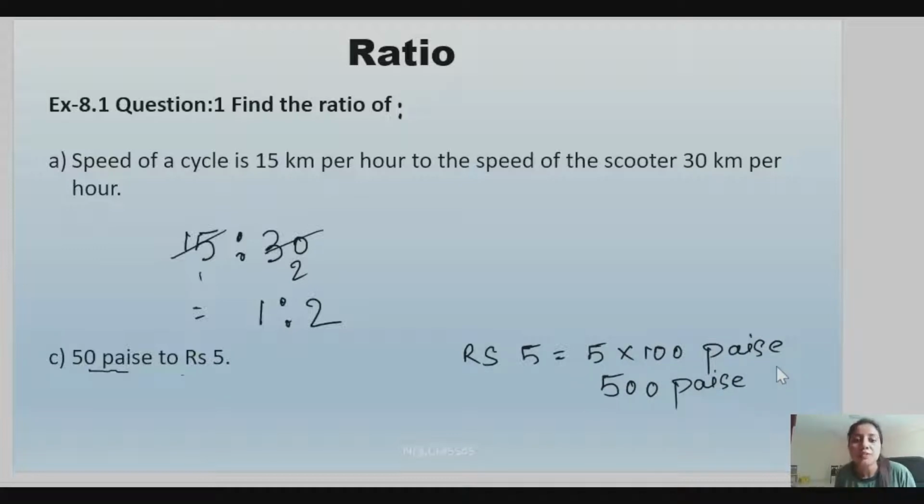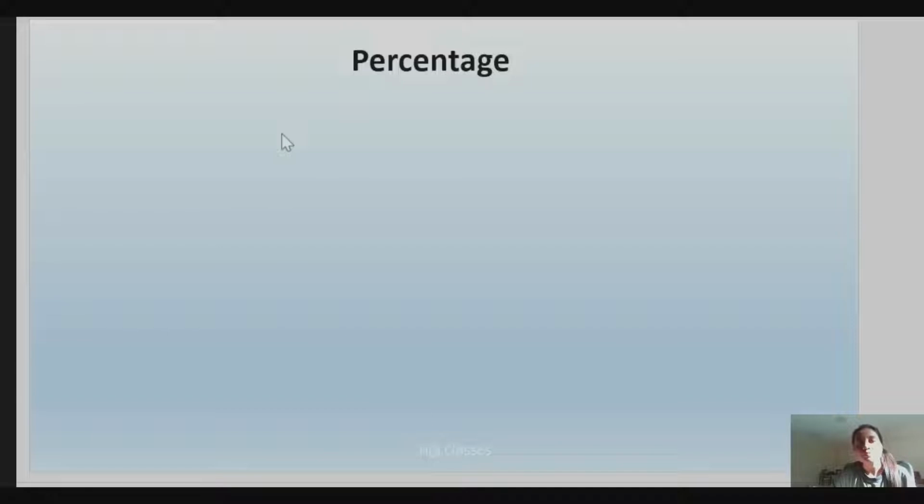Now the ratio between 50 paise to 500 paise we will find. 50 is to 500. Now do the cancellation. We will get 1 is to 10. Okay. And now we will discuss the concept of percentage.